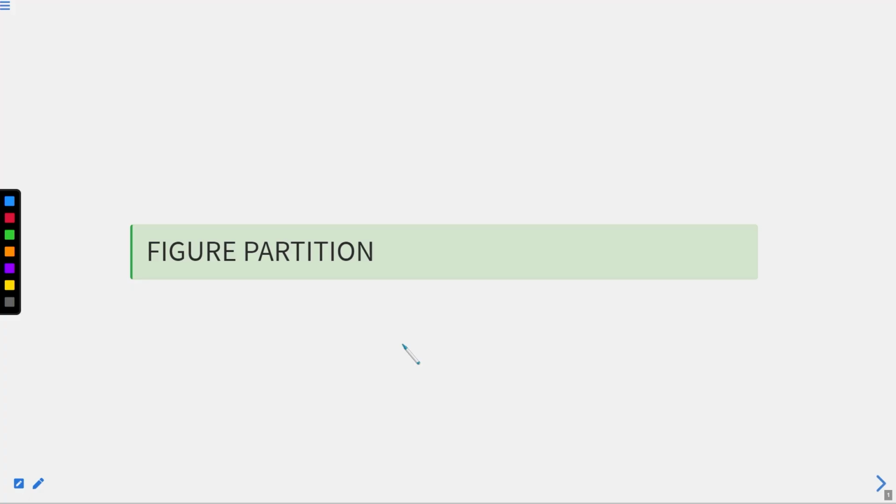Today in this series we are starting with a new topic, a new chapter, that is figure partition. As the name suggests, we are going to deal with certain figures which have certain partitions, and we need to calculate the number of figures formed inside it. If I take an example for you, you can see here, right?